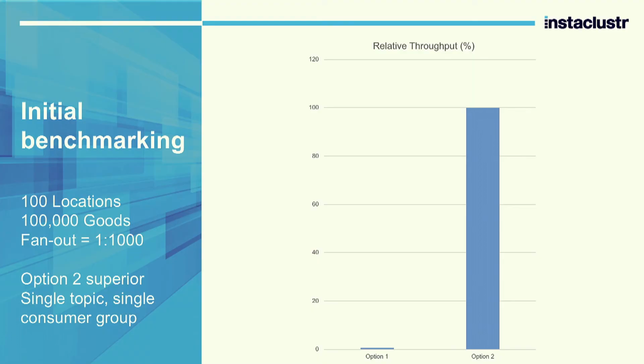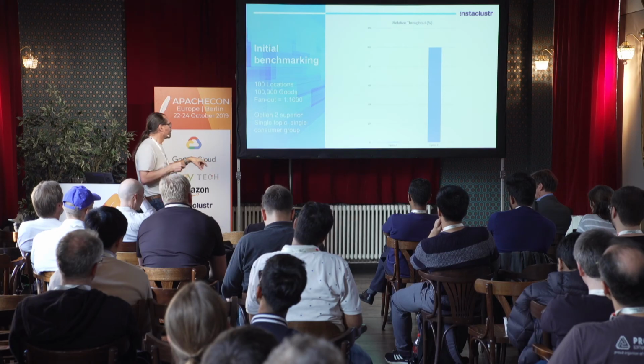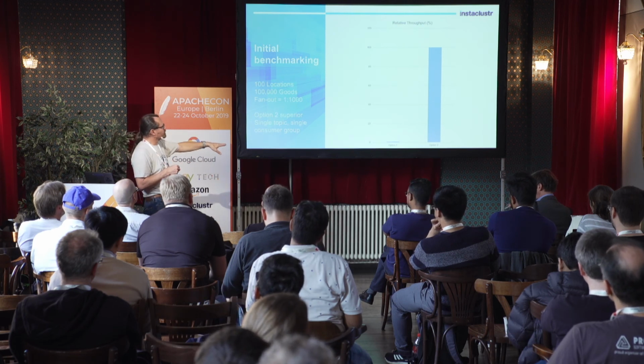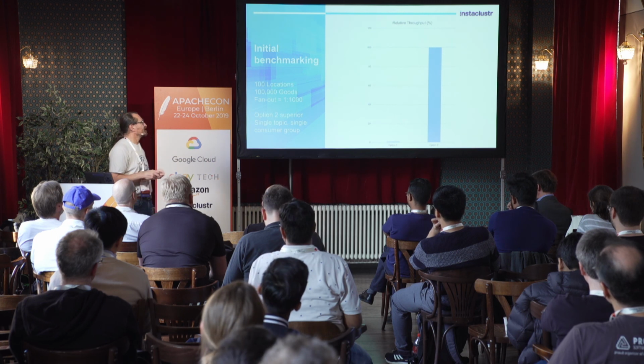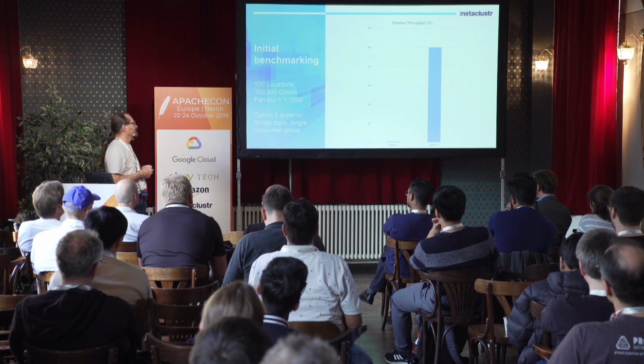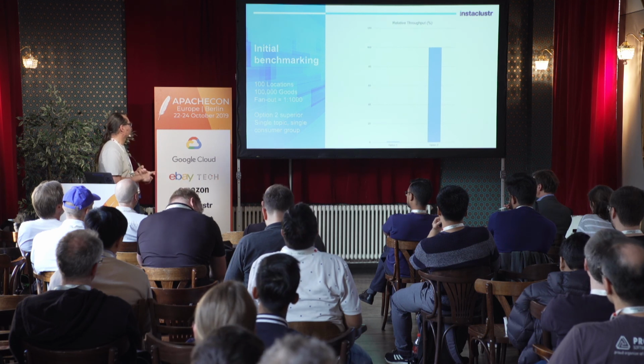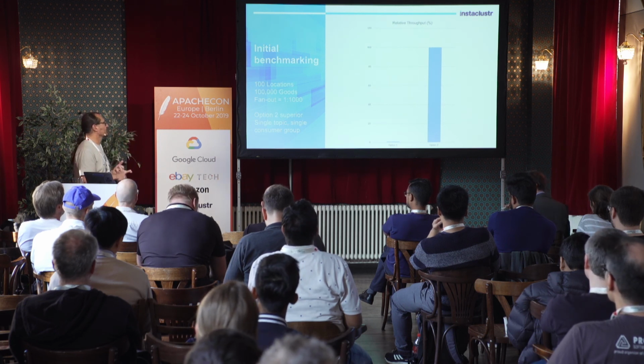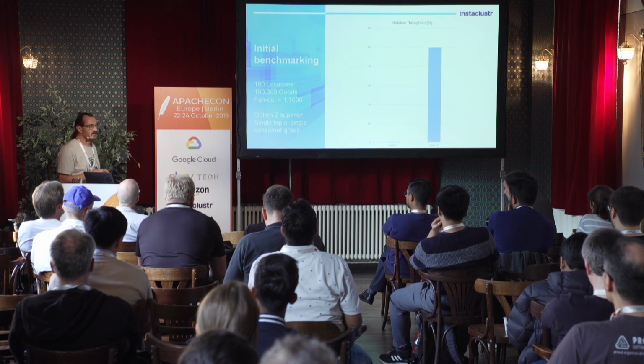My initial benchmarking was on a small Kafka cluster with 100 locations and 100,000 goods, so a fan-out of 1 to 1,000. Each event had to be delivered to 1,000 consumers. You'll see the result here in terms of relative throughput. The first design is very, very poor in terms of throughput, and I was getting the maximum throughput with the second design, which has the single topic and the single consumer group. There's a massive difference in throughput between the two designs, which took me some time to work out what was going wrong, why I'd made those choices, and how to fix them.